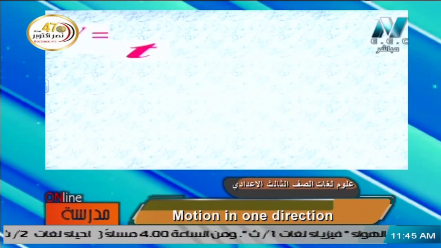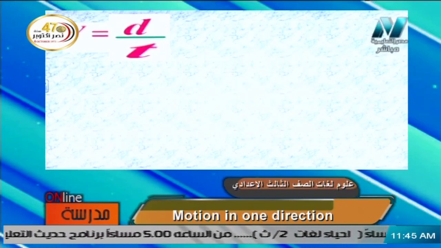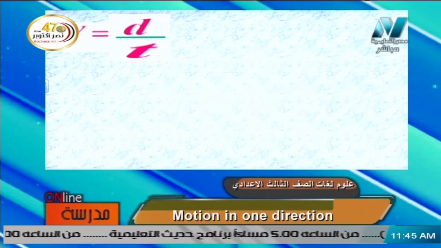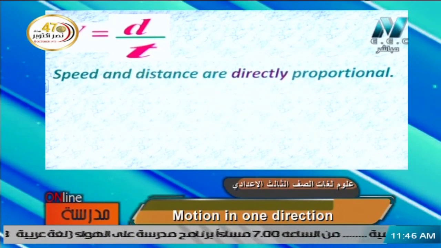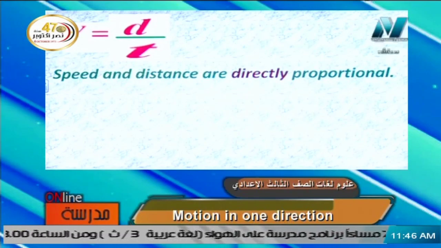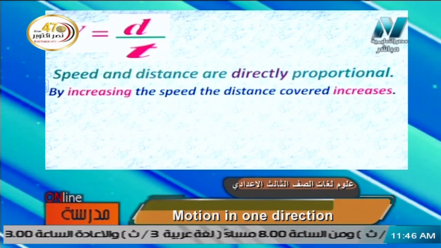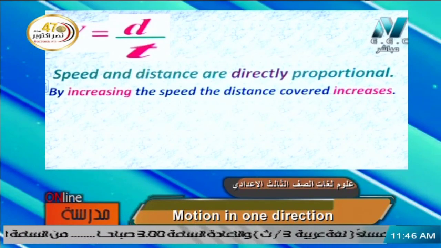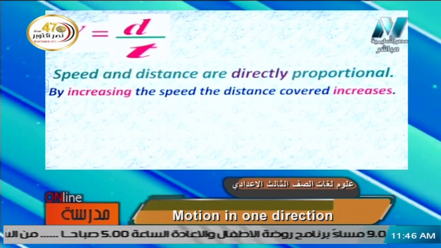Here we have V equal D over T, distance over time. So the relation here between speed and distance is directly proportional. By increasing the speed, the distance covered increases. If the speed increases, the distance increases. So they are directly proportional.